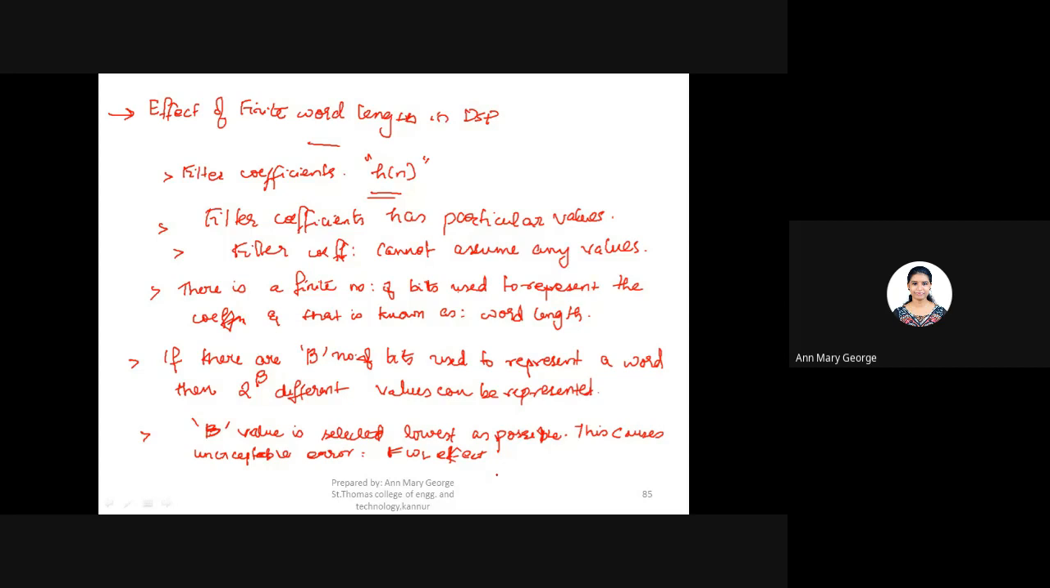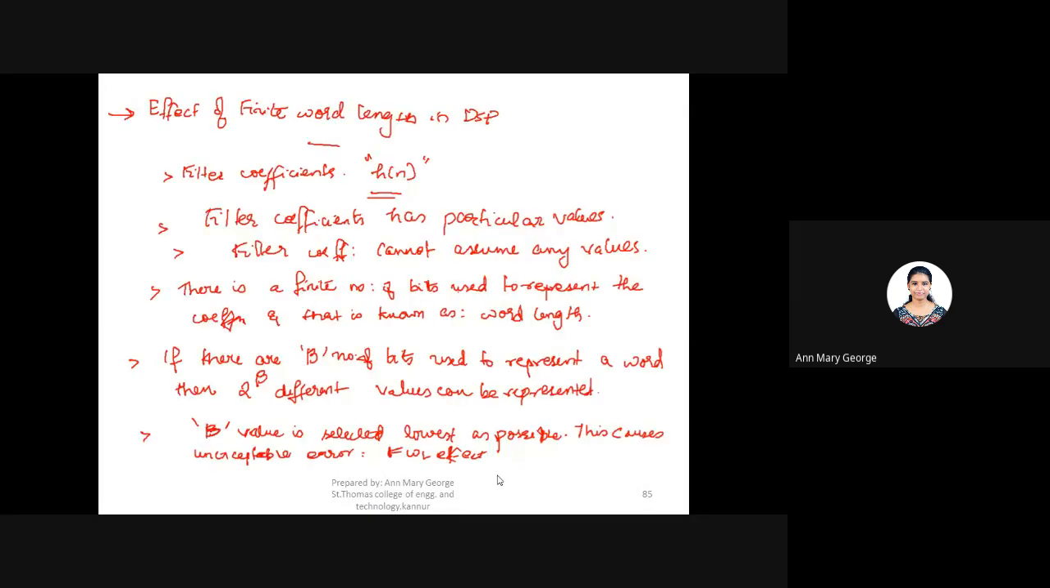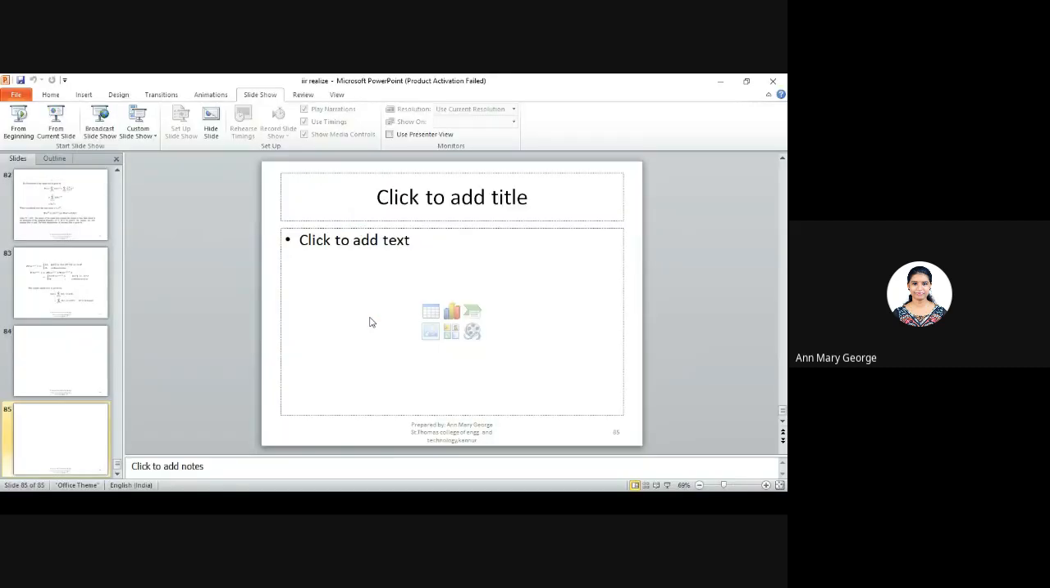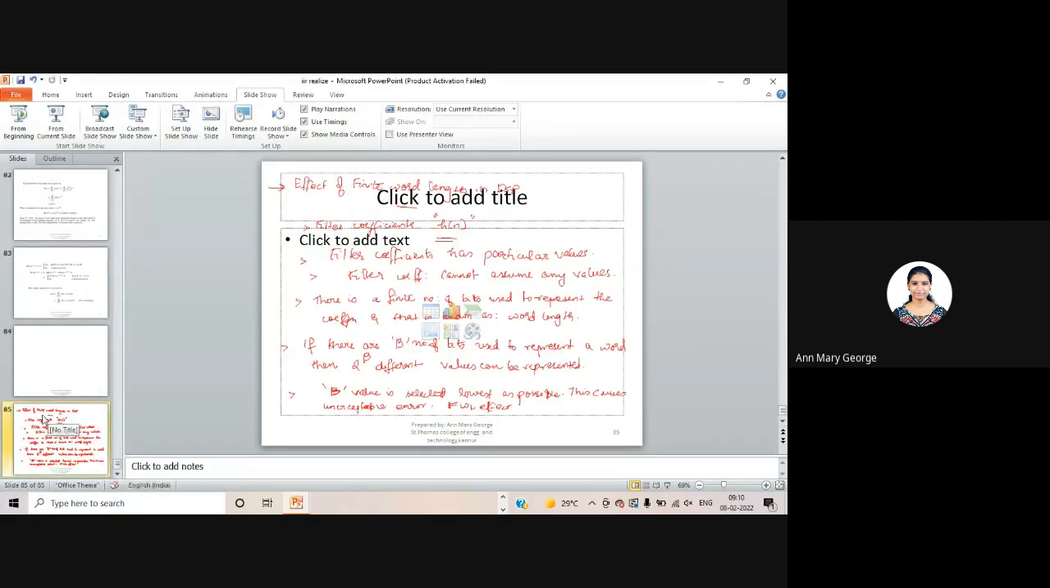And this effect is non-linear. Okay, this leads to non-linearity among the coefficients.